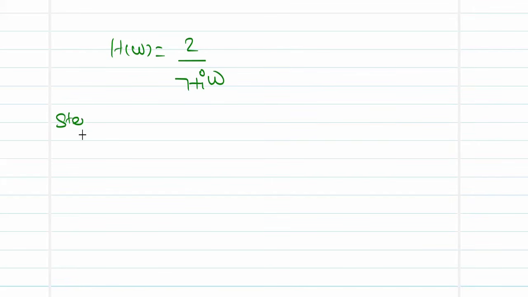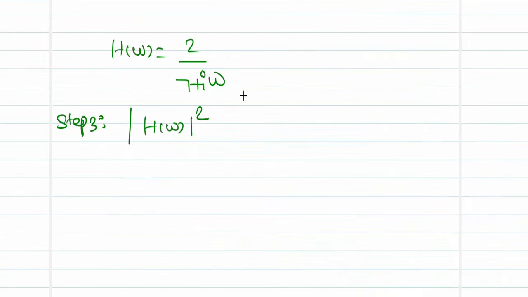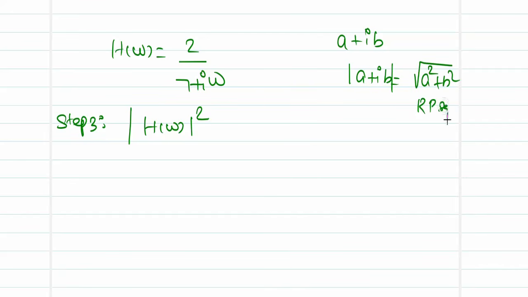Now my step 3. What I want is modulus of h of omega the whole square. Refer to your formula. H of omega has been got, so now I need to take the modulus of it. Whenever I have a complex number a plus ib, the modulus is given as root over a square plus b square, that is real part square plus imaginary part square.